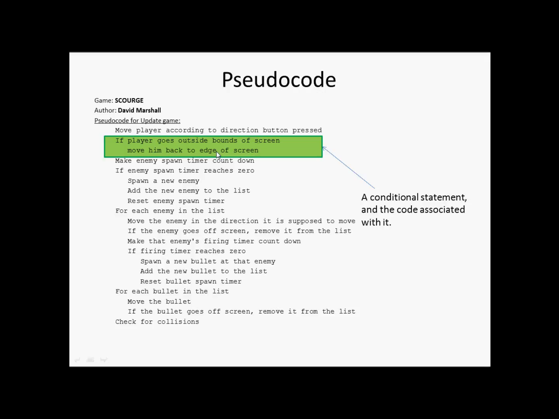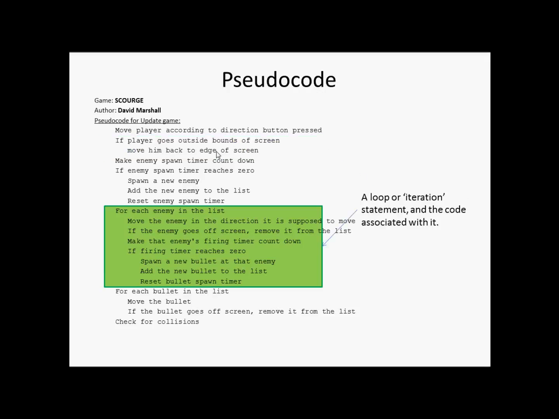A for statement, on the other hand, is a type of loop, but it still has a condition attached. The indented code might run many times, only once, or not at all, depending on the condition. For example, the first loop in our pseudocode goes through each enemy in the list. The condition that this implies is that we keep looping until there's no more enemies left. So if there's none to begin with, the loop doesn't run at all. And if there's one enemy, it runs once. If there's two enemies, it runs twice, and so on.